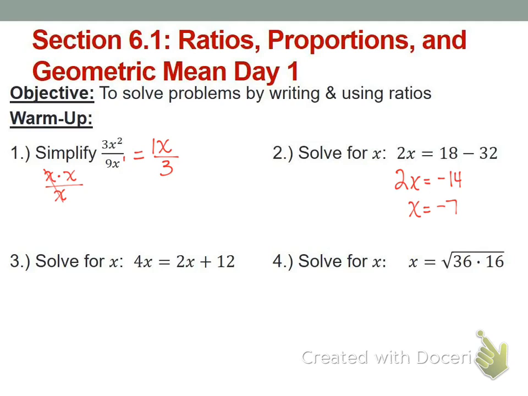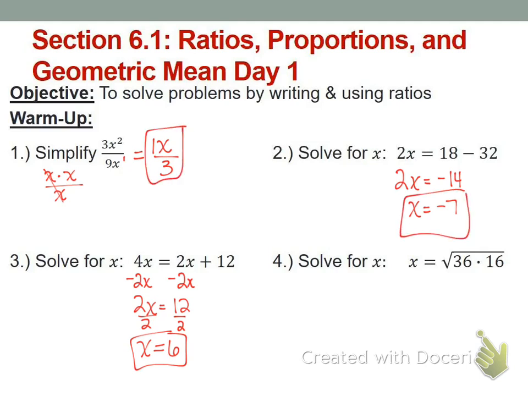Number 3, another solve for x. This time our first step is going to be, good. We need all of our x's to be by each other. So the best way to do that is subtract 2x on both sides. That leaves me with what? 2x equals 12. Then I have to divide by 2. X equals 6. Box my answers in. Okay.